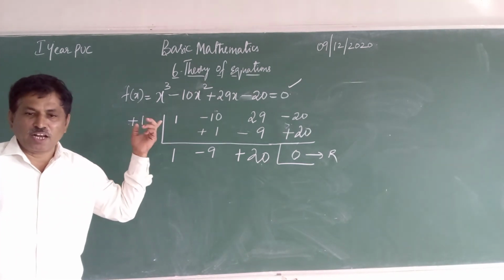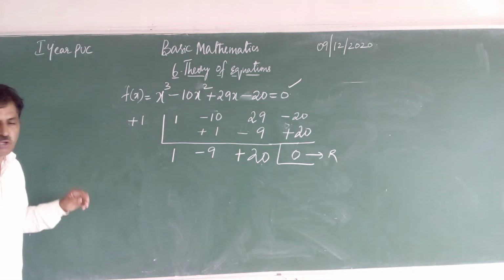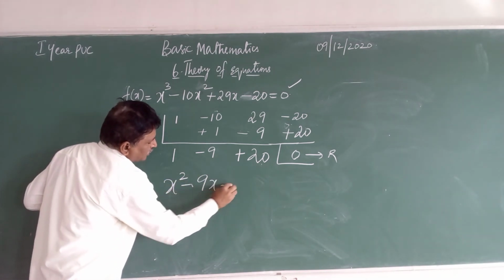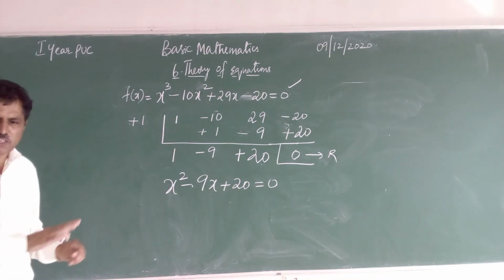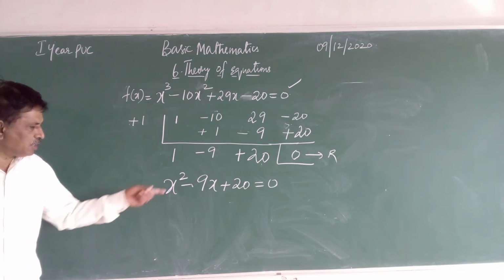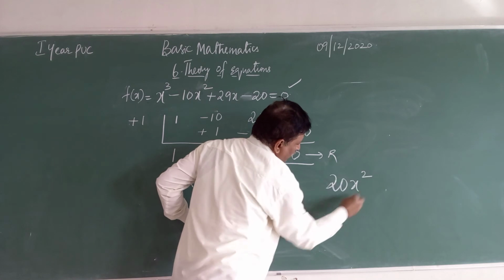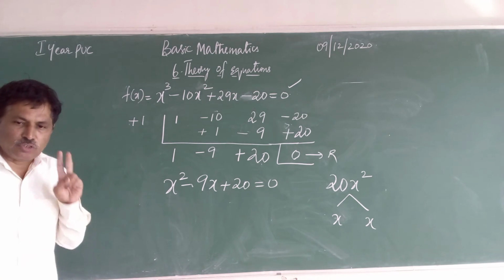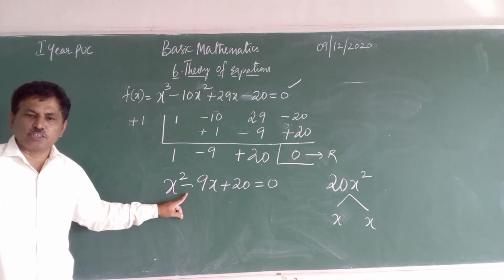That means in the trial and error method, x equal to plus 1 that we got is correct. Now we have to solve the quadratic equation: x square minus 9x plus 20 equal to 0. I told you, do it by formula method or by factorization method. Factorization is nothing but splitting the middle term. 20 into x square, 20x square. Split x square as x into x. We have to take two terms which multiply to 20 and add or subtract to give minus 9.